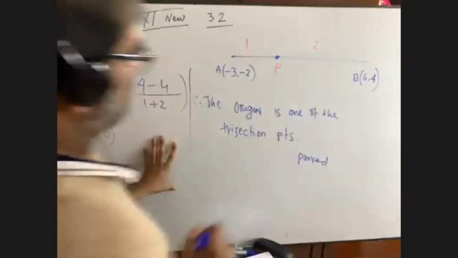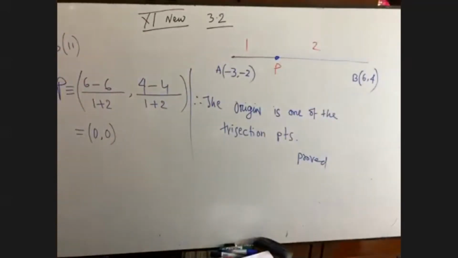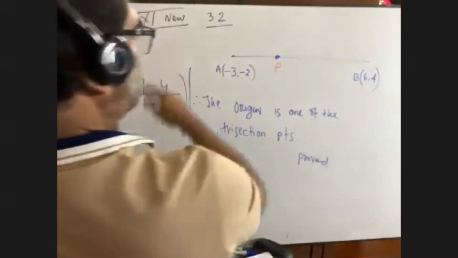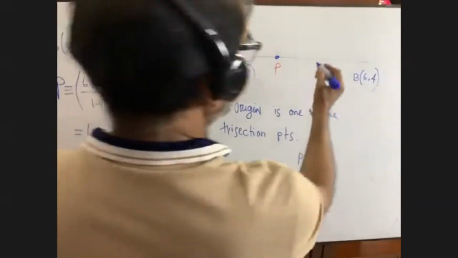Our math is done. We have found a point P, and we have proved that its coordinates are (0, 0). That means P is the origin. So the origin is the trisection point. Now you forget it. It is 1, it is 2. You forget this. We have to find another trisection point.